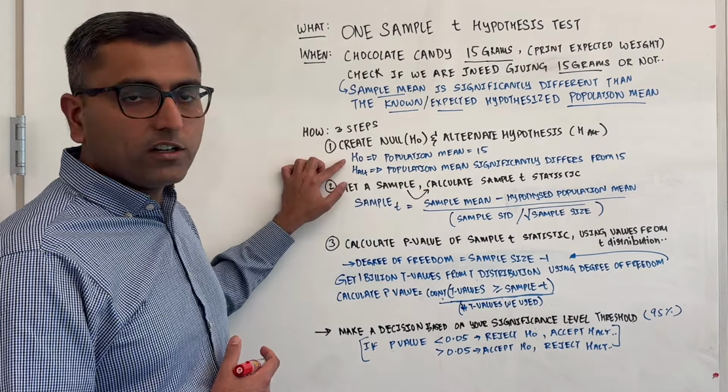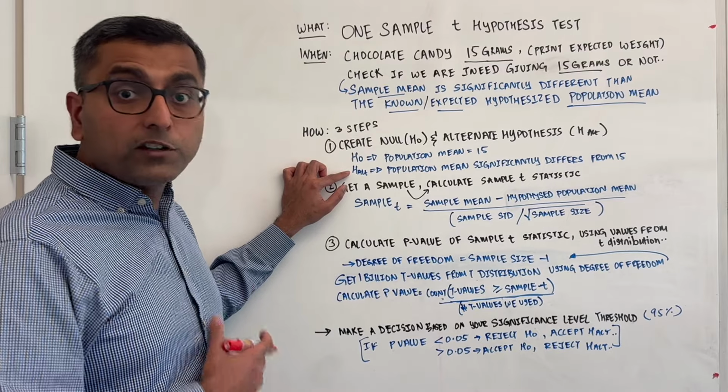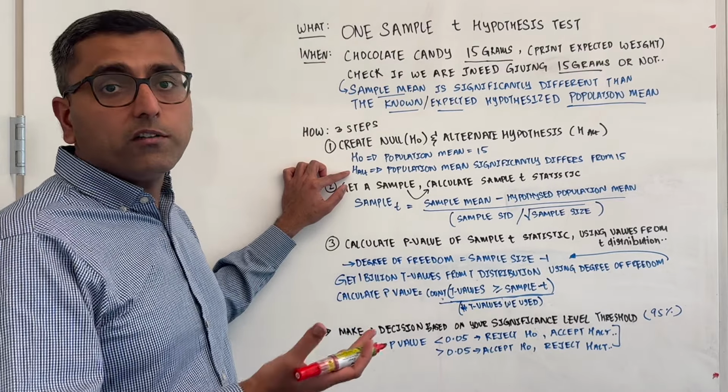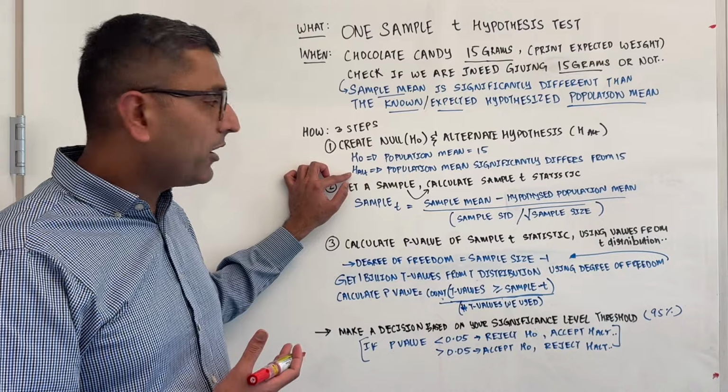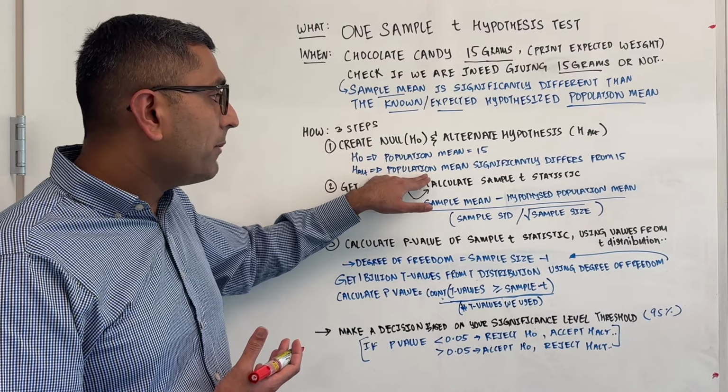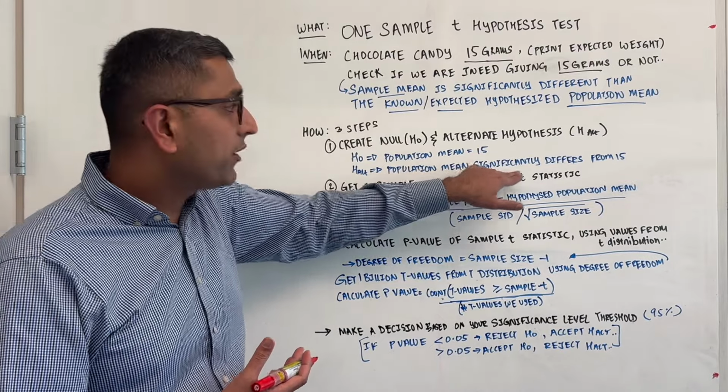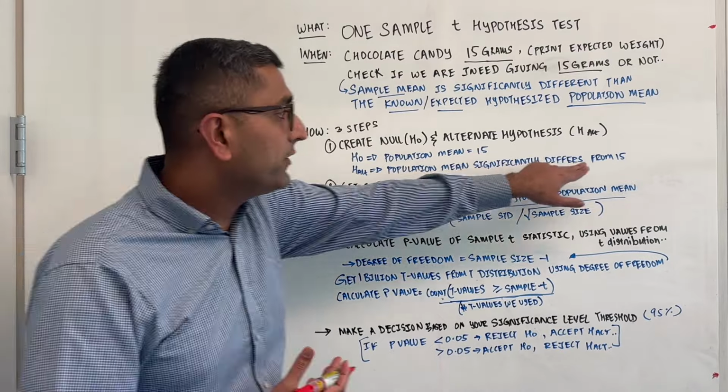So that's your null hypothesis, H0, or you can also call it H null. And then you have an alternate hypothesis, a different version of reality, which is like, hey, if you can prove this to be wrong, then this has to be right. The alternate hypothesis says, no, the population mean is significantly different from the 15 grams of chocolate that I expected.